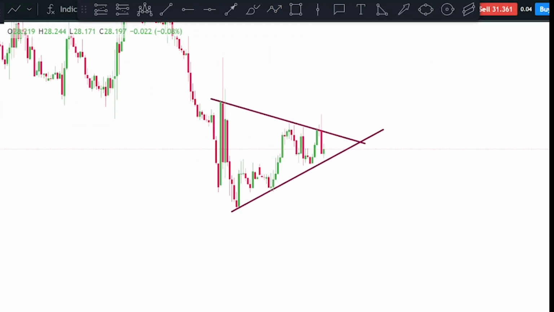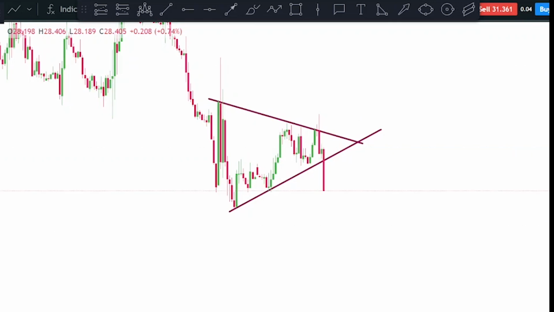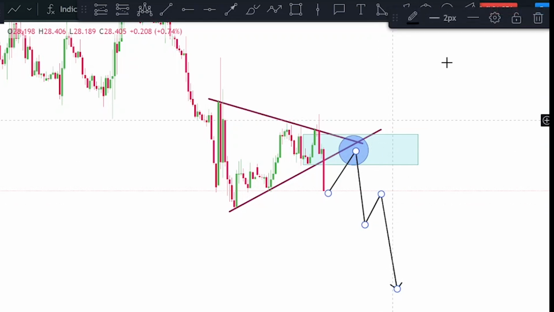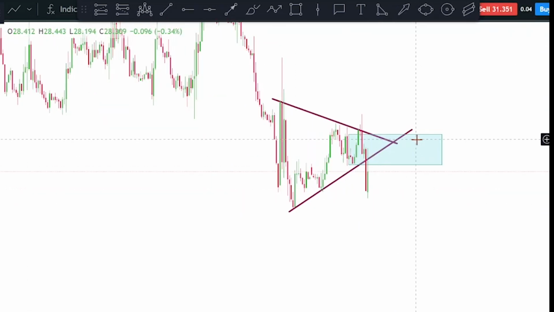So now let's see what happened. Breaking below, which means that here we are waiting from these areas to make a retracement. After that, we are going to be entering from this area, anticipating the continuation of the downside. This will be my entry. Let's see what happened now.